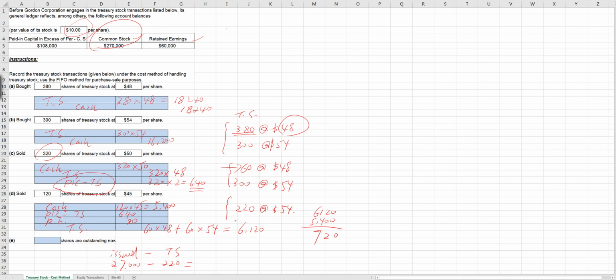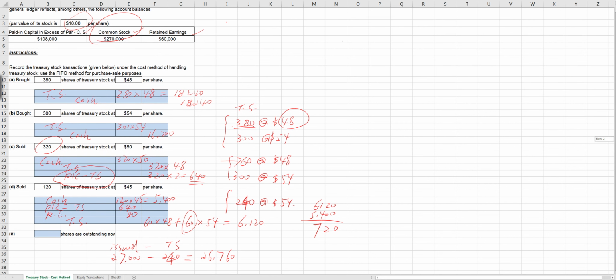No, it's not that. Let me see. No, I made a mistake right here. We sold 60 at $54, so we should have 240 shares left. Okay, 240 shares left after transaction D. So we're going to minus 240, and this is going to give us 26,760 shares outstanding by the end of the period. All right, this answers question 1.